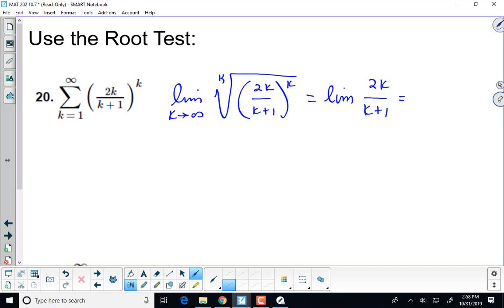And that limit is 2. We have polynomial divided by polynomial. They have the same order. So the limit is 2. Suspiciously easy. So that is greater than 1. Therefore, it diverges. Diverges by root test.